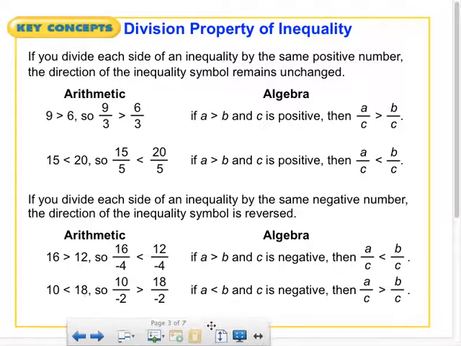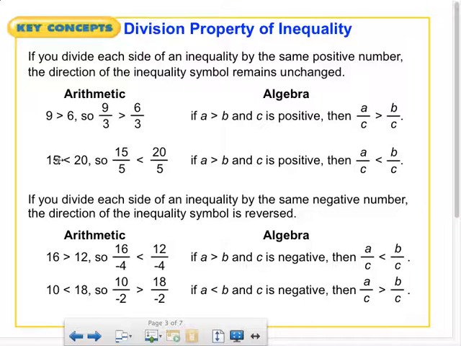Now, here's the division property of inequality. If you divide each side of an inequality by the same positive number, the direction of the inequality symbol remains unchanged. So here, if I divide both sides by a positive 3, my inequality didn't have to change. It's still true. That's true of any number. That's also true algebraically. So if A is greater than B and C is positive, then I don't have to change the direction of my inequality if I divide both sides by C, because C is positive.